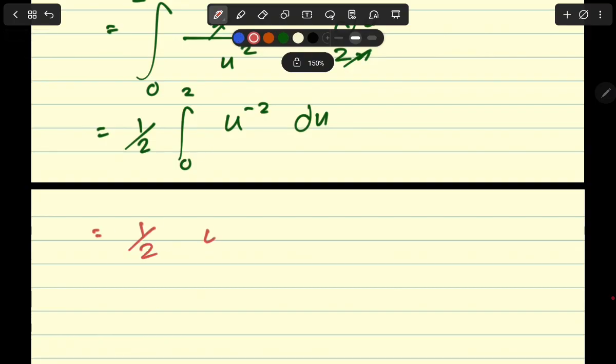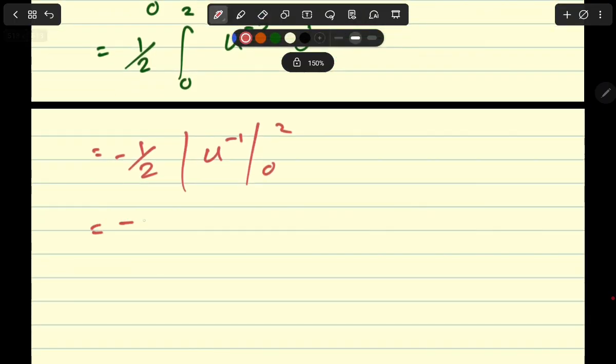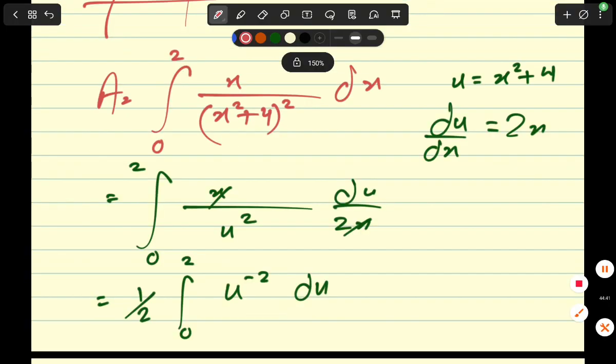So now this becomes u to the power of negative 1 over negative 1, and I can just put this negative sign here, and I apply the limits from 0 to 2. Now this is minus half, and this is 2 to the power of minus 1, which is half, and then 0 is nothing. So I just put it here. So the answer is going to be equal to... I think I made some error here. Let me just quickly check. Okay, yeah, I spotted the error.